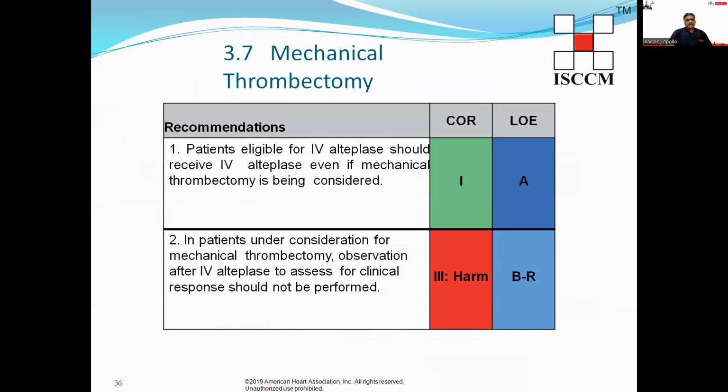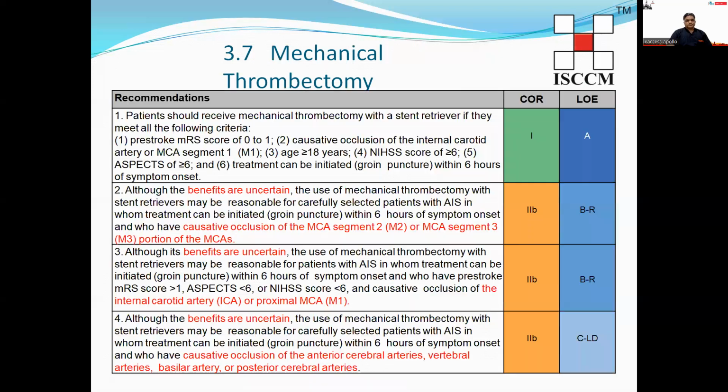So coming to guidelines, 2019 guidelines, recommendations for mechanical thrombectomy. Patients eligible for IV alteplase should receive IV alteplase even if mechanical thrombectomy is being considered. Class of recommendation 1, level of evidence A. In patients under consideration for mechanical thrombectomy, observation after IV alteplase to assess for clinical response should not be performed.